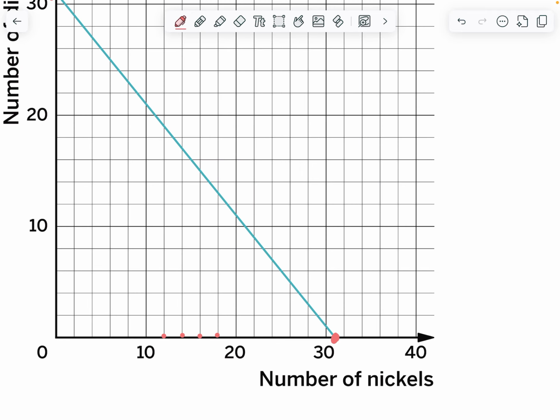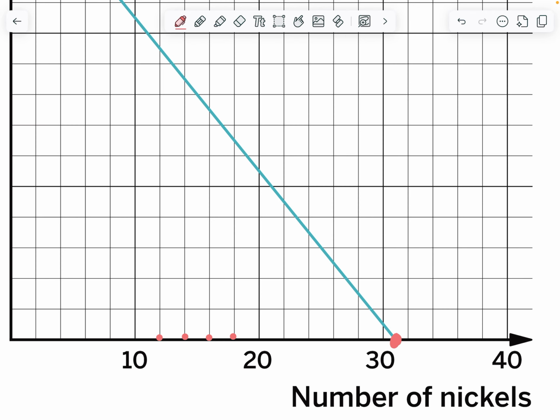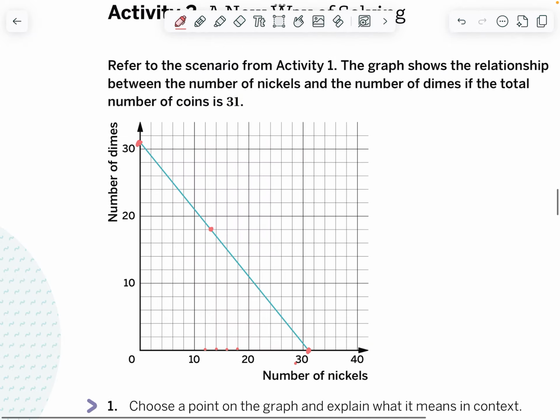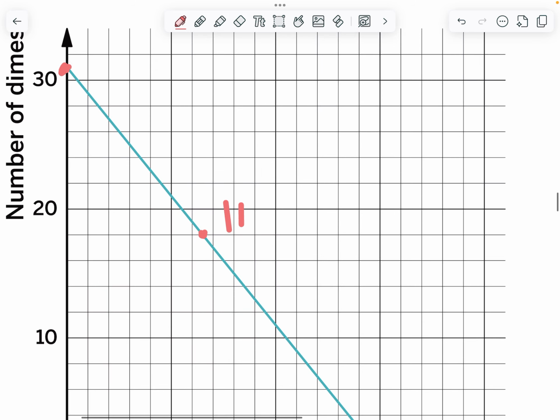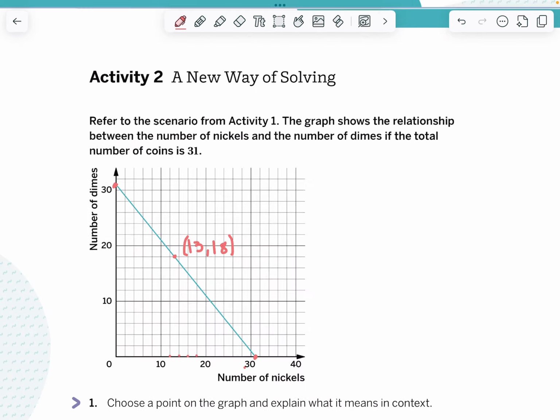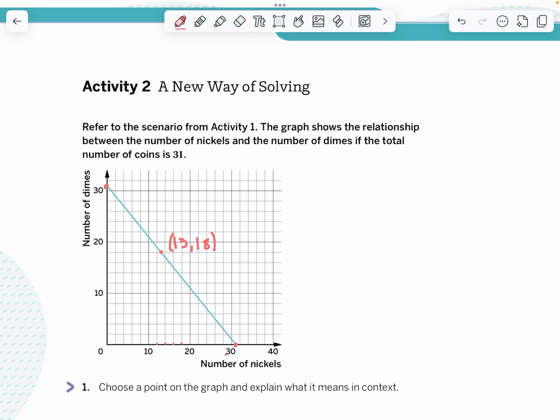I'm going to choose 13 because it's hitting at a point. So 12, 13's in between, but it's hitting the line right here. So this is the point 13, comma 18. It's the one I'm using, but it may not be the one that you use. So just listen closely on how I'm going to explain this, and it should work with yours as long as you chose a point on the line.